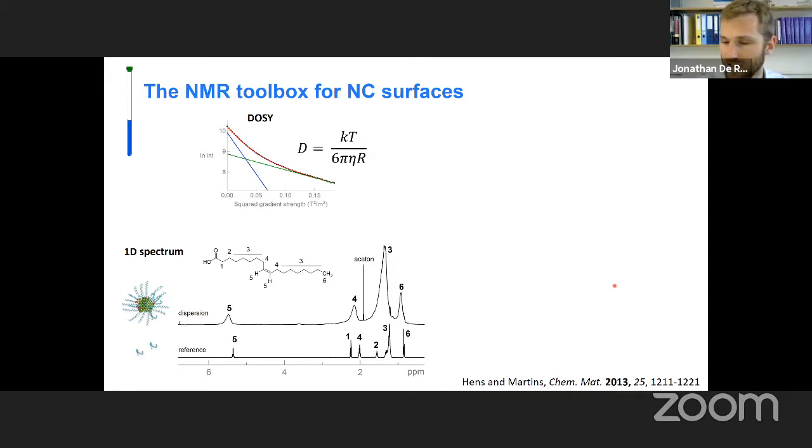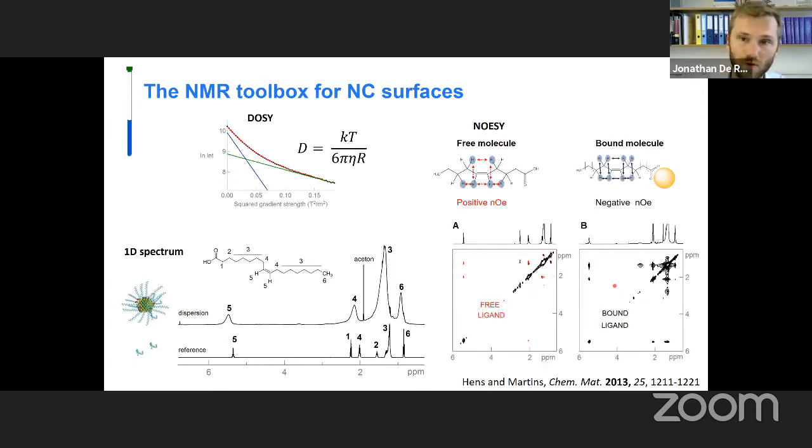It's an NMR technique in which we can measure the diffusion coefficient of a molecule or of a molecule that is bound to a nanocrystal. And the third one is NOESY. It's nuclear Overhauser effect spectroscopy. And it's a 2D NMR technique where we can look at the sign of the cross peaks to find out whether a molecule has bound behavior or not. Okay.